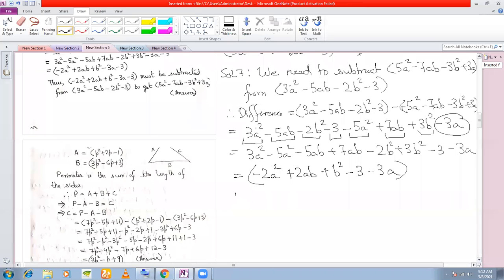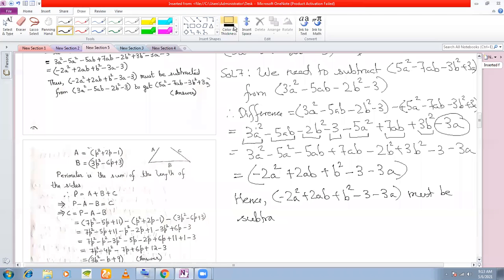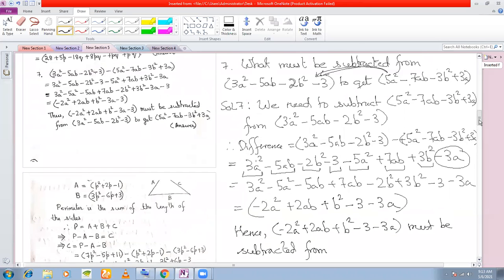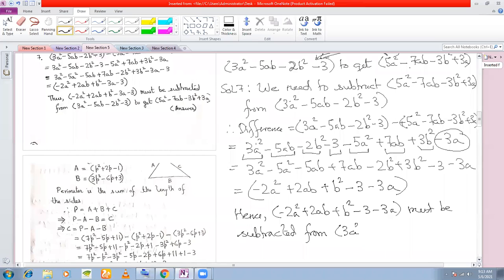So what needs to be subtracted? Hence we write our answer. Hence minus 2a square plus 2ab plus b square minus 3 minus 3a must be subtracted from 3a square minus 5ab minus 2b square minus 3 to get 5a square minus 7ab minus 3b square plus 3. Then that is your answer. No problem here.